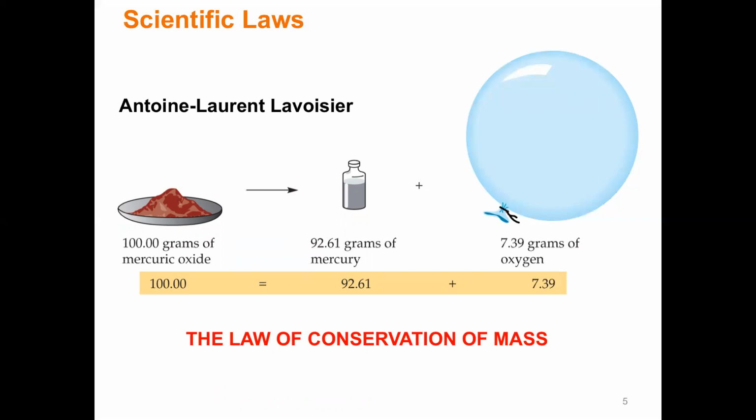Basically, if you started with mercuric oxide, 100 grams of it, and you broke that down into mercury and oxygen, you would not destroy the amount of mass. You started with 100, so whatever amount of mercury and oxygen you get, if you add those two masses together, you're going to come back to 100. So that is the law of conservation of mass. There's nothing going to happen to the matter, even if it is going through a chemical change. You still have the same amount of matter.